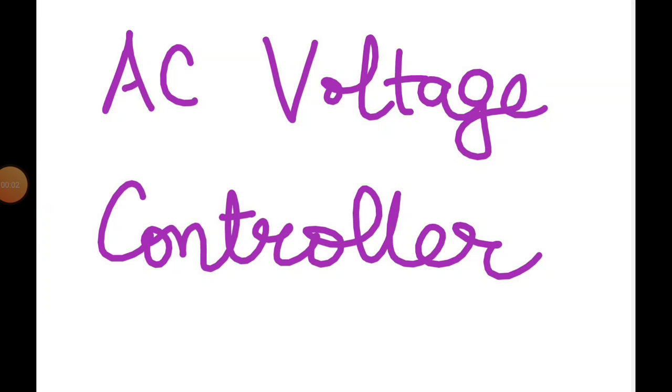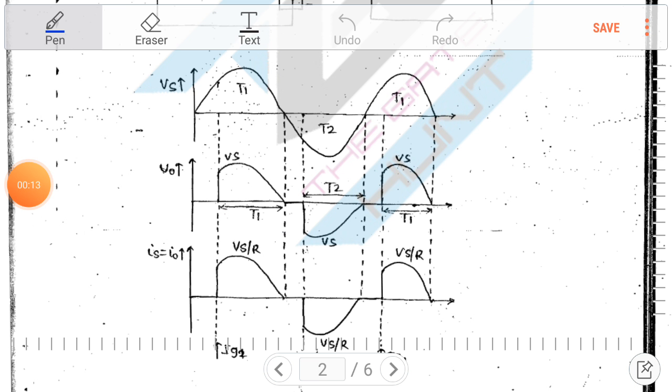This is the second section of AC voltage controller. In the first section we have covered single phase half control and full control converter with resistive load. The average value of output voltage in full control, if we see the complete cycle, will be equal to 0. So we have to find the average output for each half cycle.